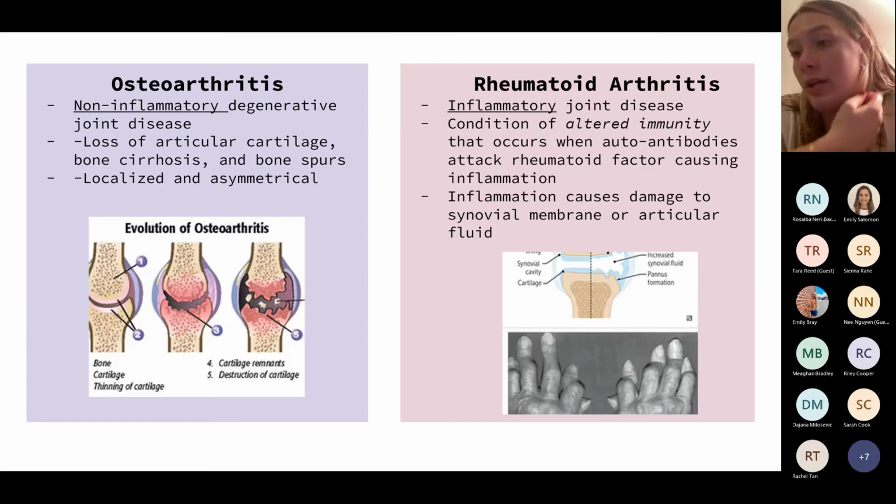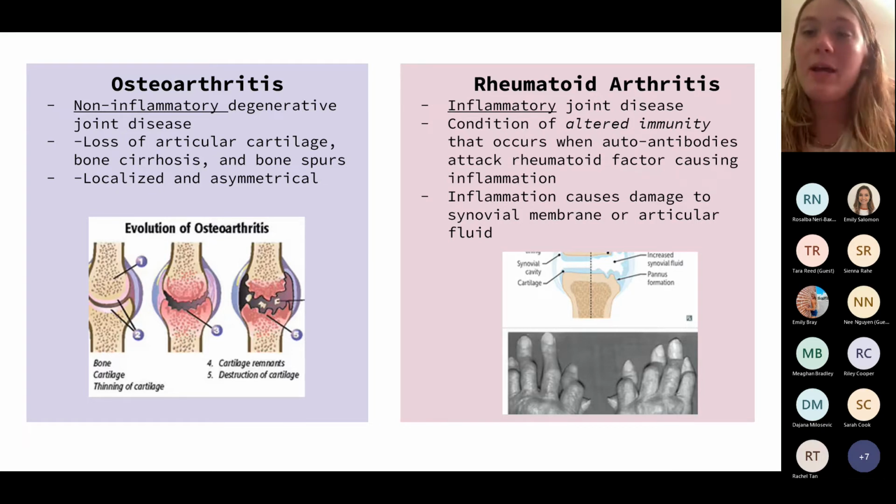Also very common in our chronic kidney disease patients. So, osteoarthritis versus rheumatoid arthritis. They are both forms of arthritis, but they are very, very different. So when we talk about osteoarthritis, I want you guys to think wear and tear, normal wear and tear. Athletes, etc. With osteoarthritis, it's not an inflammatory issue. Essentially, what's happening is that this cartilage just kind of gets worn down, bone spurs begin to form, etc. But usually you're going to have this localized arthritis and asymmetrical.